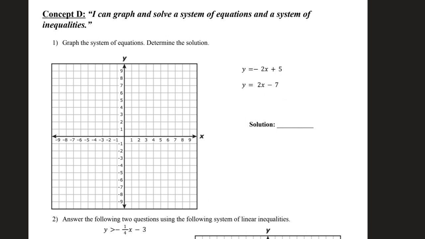All right, so finally, the last concept, I can graph and solve a system of equations and a system of inequalities. So the first one is graphing a system of equations, and we're going to determine the solution. So we're going to look and see where the points cross. So graphing the first line, my first point is at 5, and my slope is negative 2, or negative 2 over 1. So I'm going to go down 2 over 1, and I'm going to continue this pattern. And I'm going to go ahead and draw my line.